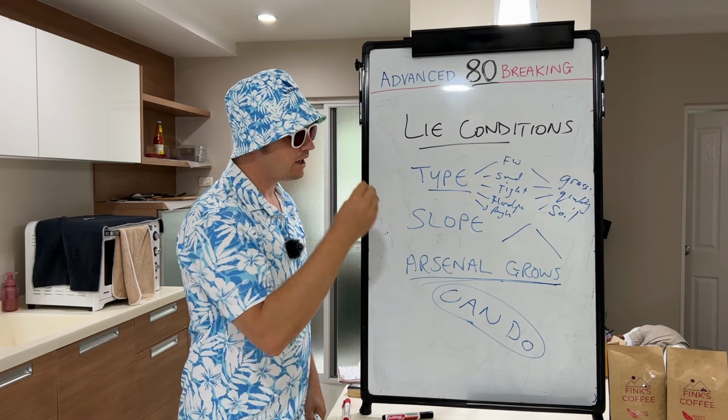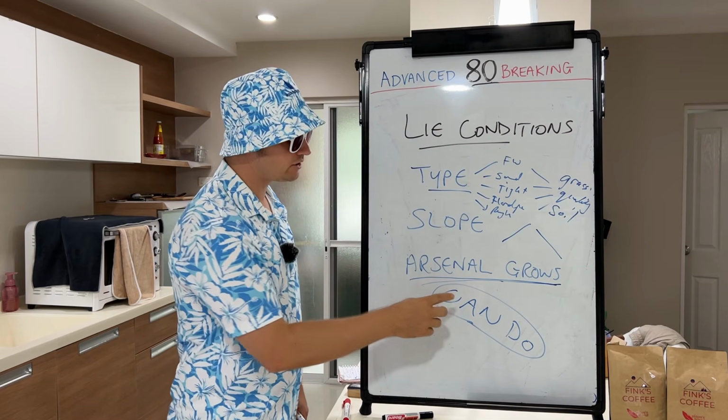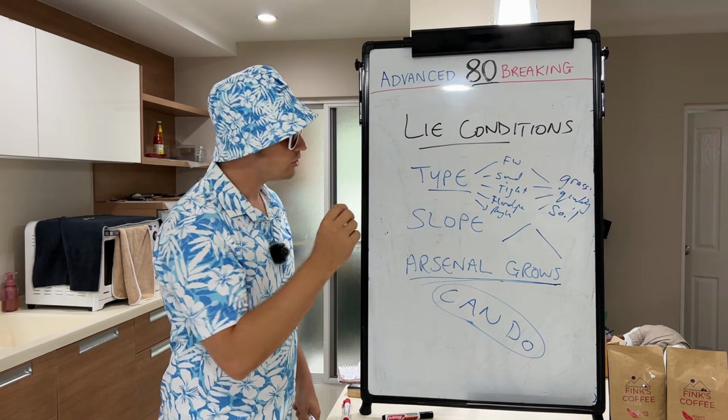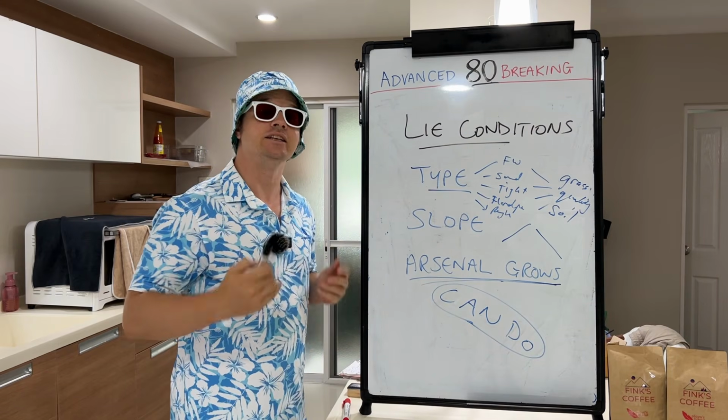when you're not breaking 80. The biggest problem you're going to find is that you're doing things you can't do. You're going with what you think is the ideal shot.